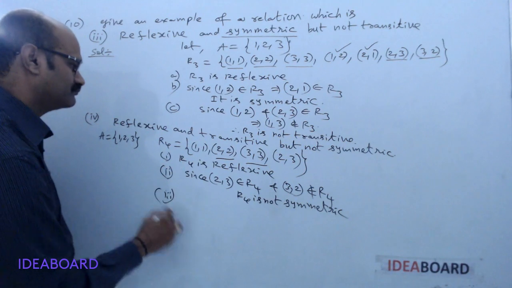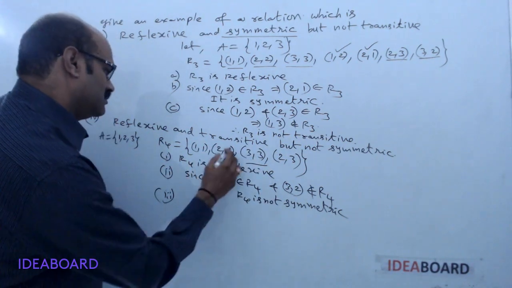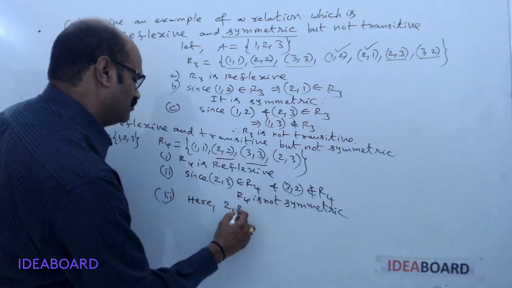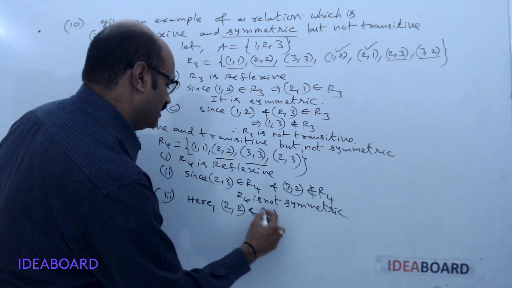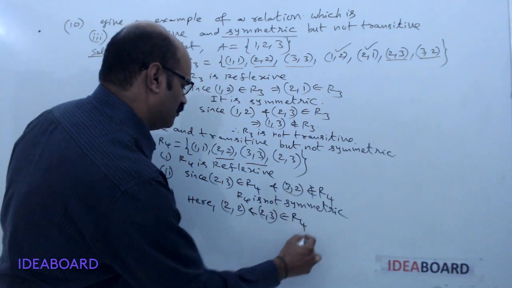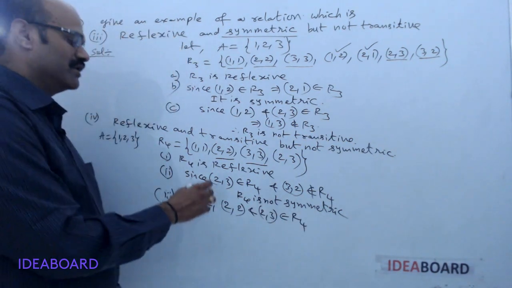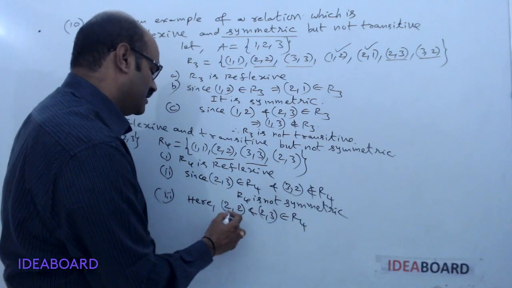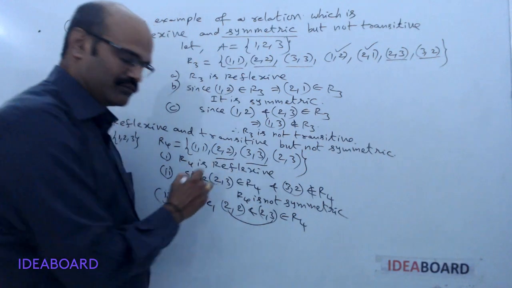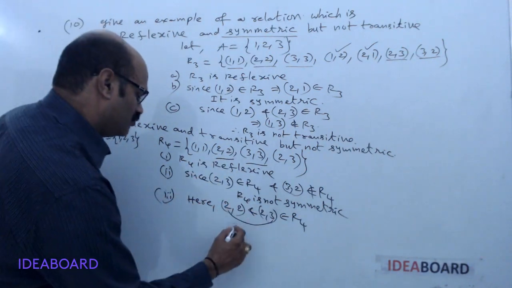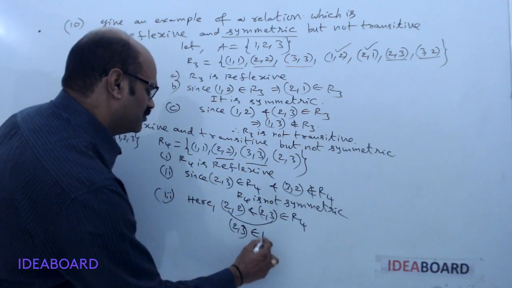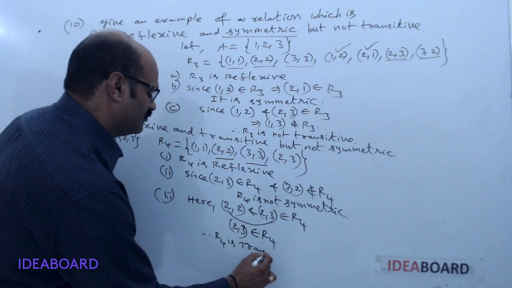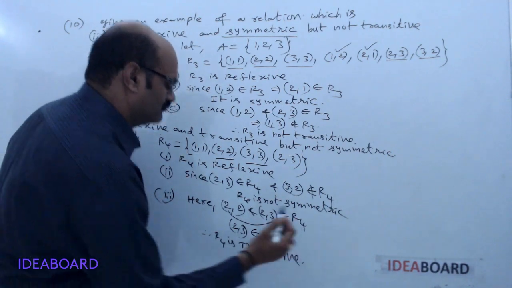Third one. Here (2,2) and (2,3) belong to R4. So according to the property, (a,b) and (b,c) belong to R4 means (a,c) should belong to R4. So here (2,3) is belonging to R4. So we say that R4 is transitive.